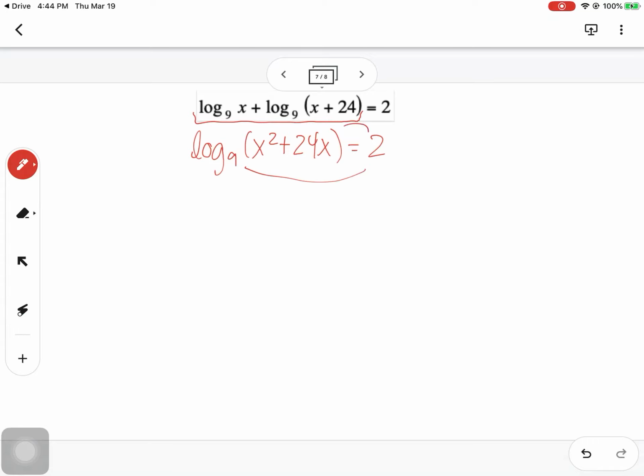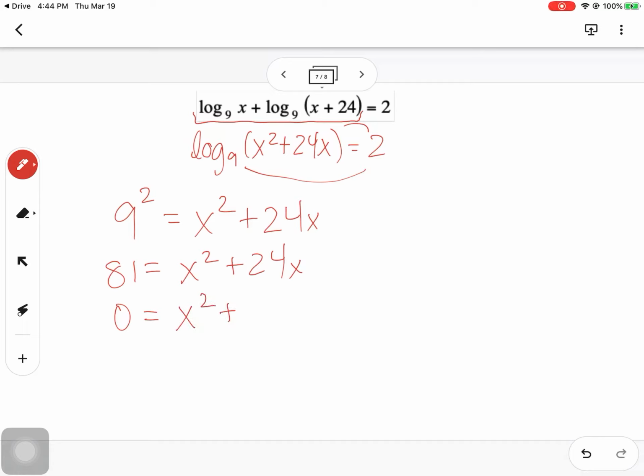So what we do instead is we rewrite it in exponential form. It's always the base, so 9 to the other side of the problem, so it's squared, equals x squared plus 24. And then we're going to solve. 9 squared is really just 81. And then set it equal to 0, because again it's a quadratic. And we're going to try to factor this.